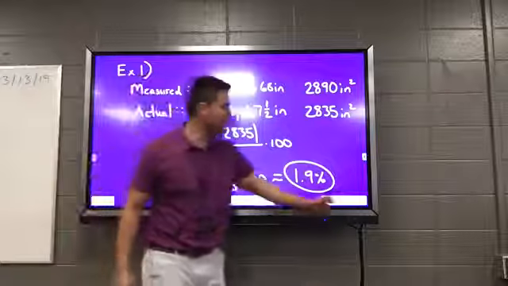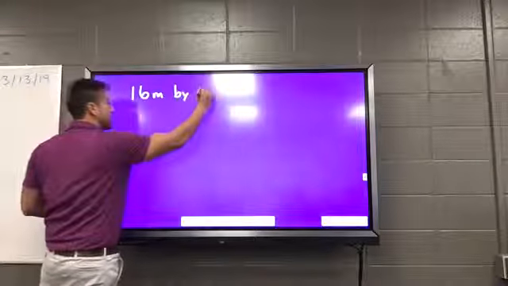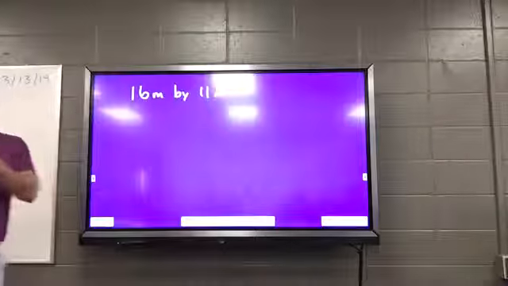Okay, let's do one more and then I'll let you go. On page 287, do number 1 on the try these. Find the percent of error on page 287. The measured dimensions are 16 meters by 11 meters. How would you do that?